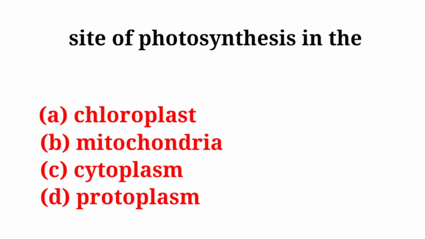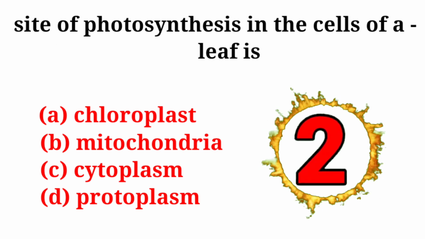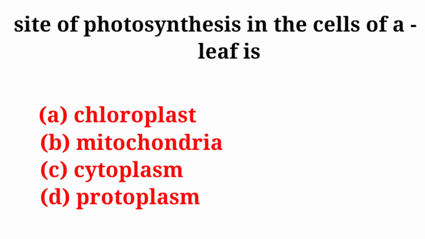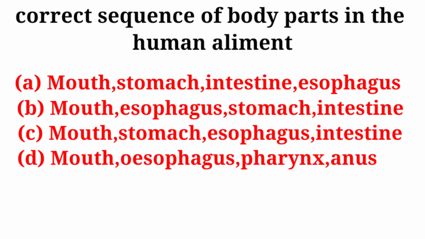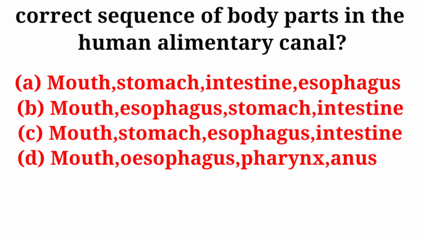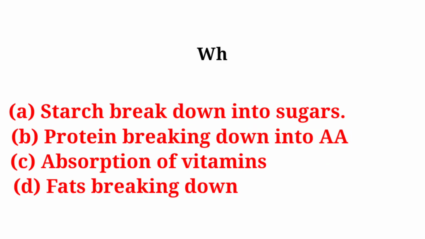Site of photosynthesis in the cells of a leaf is called? Correct option is chloroplast. Correct sequence of the body parts in the human alimentary canal? Correct option is mouth, esophagus, stomach, and small intestine.